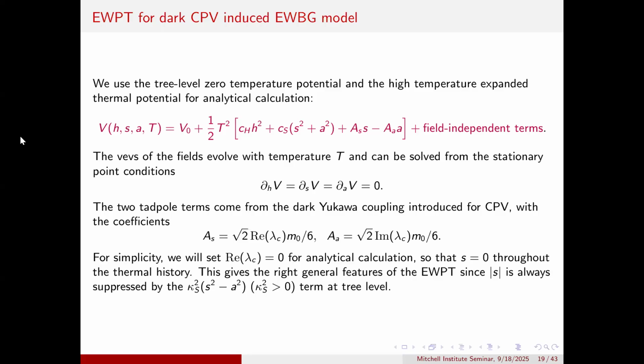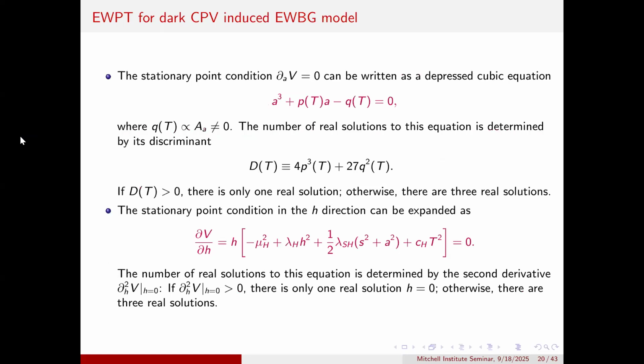And for simplicity, we will ignore this A_S term. So then the S wave will stay at 0 throughout thermal history. And this could give us the right feature because S is suppressed by the kappa S term. So that would make the problem more simple because we are left with only two fields, the Higgs field and this A. And we are going to keep track of the evolution of H and A.